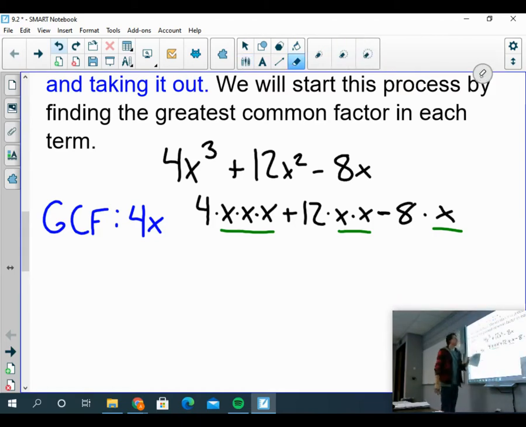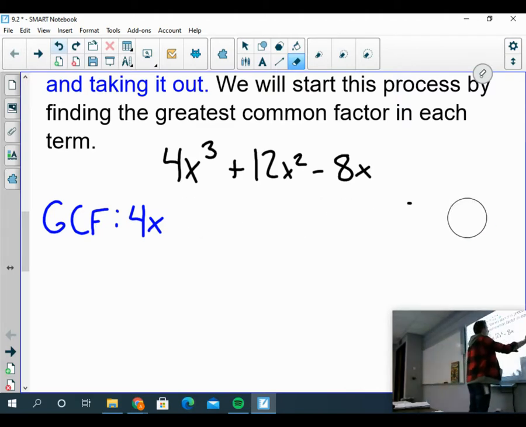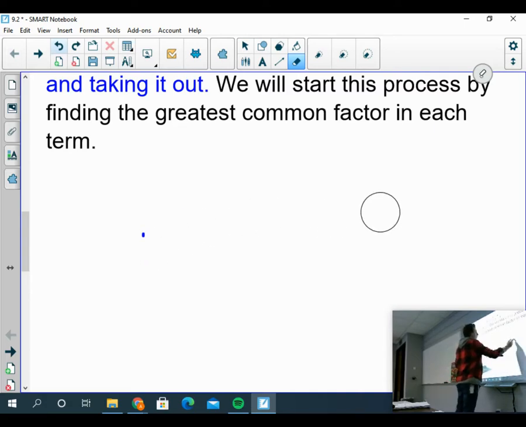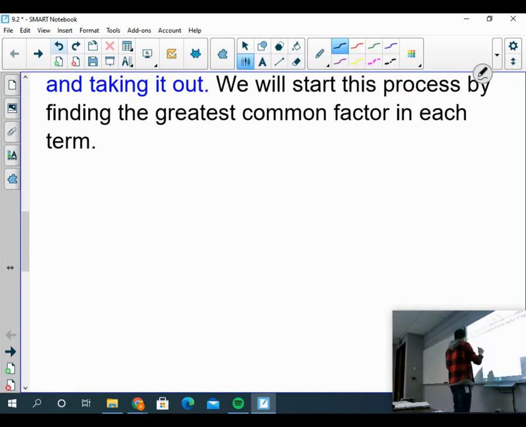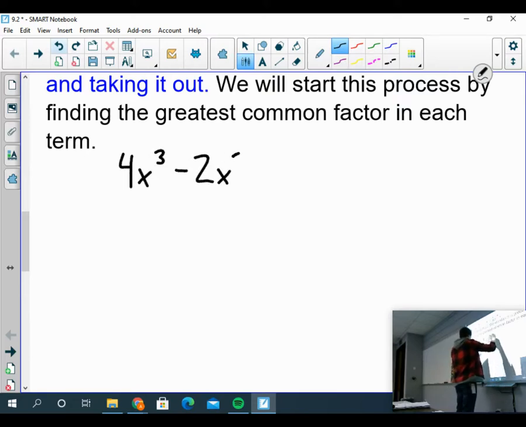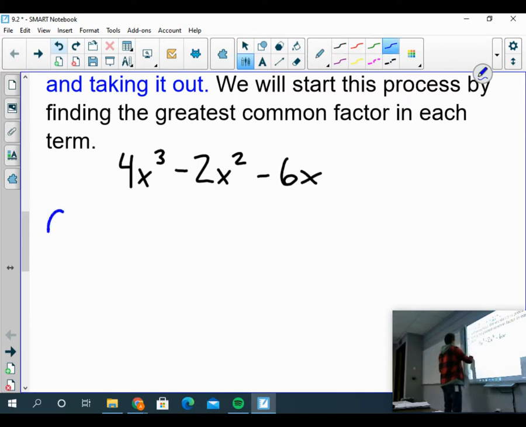Okay? If you look at this and you don't feel like you need to write all of this out, that's okay. If you want to jump straight from the first step to the third, or your answer of the greatest common factor, that's fine. But again, if writing it out helps you identify what the greatest common factor is, go for it. Okay, let's try another example. 4x cubed minus 2x squared minus 6x. Pause the video. See if you can go ahead and identify the greatest common factor in this polynomial.